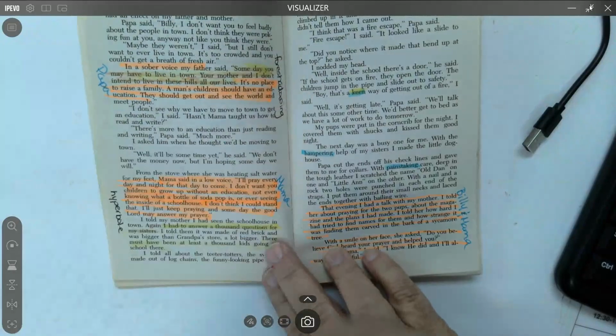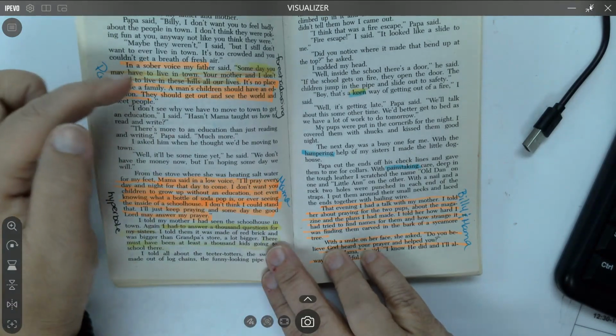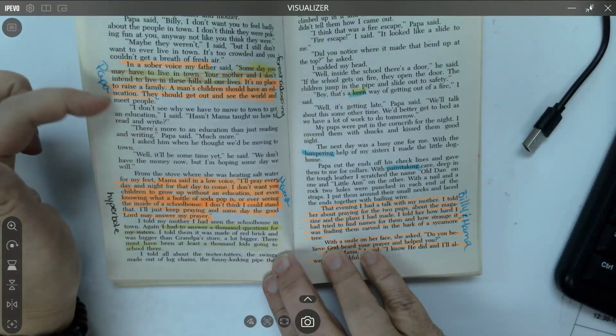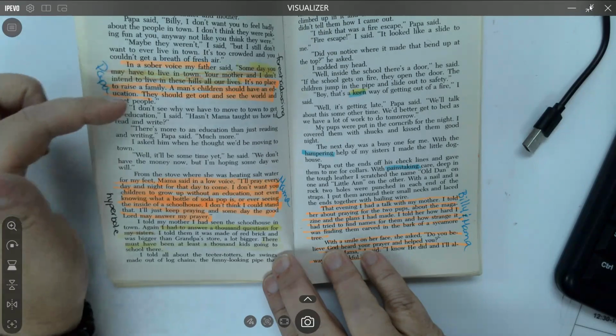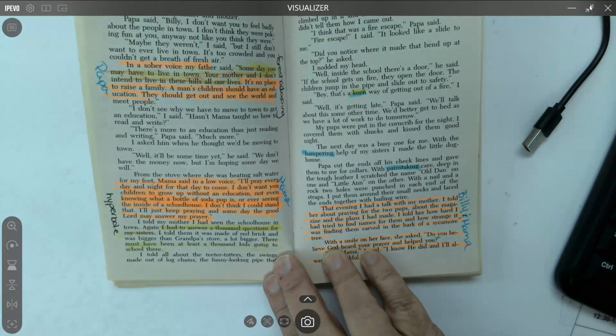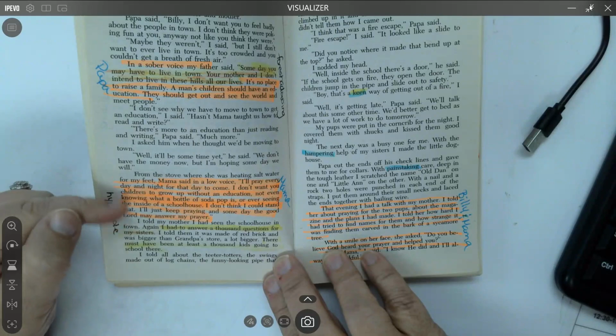Next page. We have more foreshadowing. Someday you won't have to live in town. Your mother and I don't intend to live in these hills all of our lives. And that foreshadowing is of them moving at some point in time. It's kind of wrapped up in this information about Papa. Papa's talking about his children not living in a place where they don't get to have an education. Mama reiterates that down here.